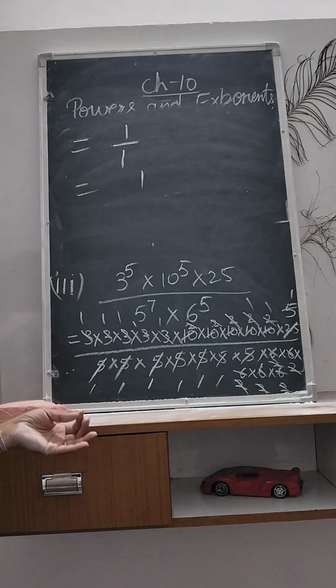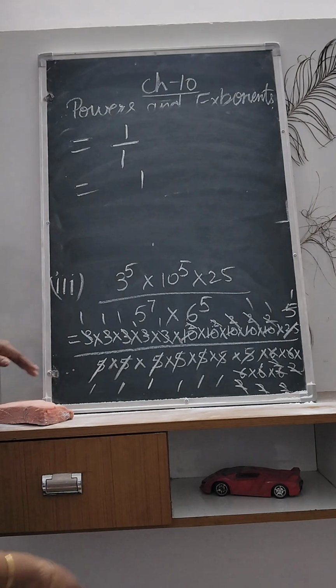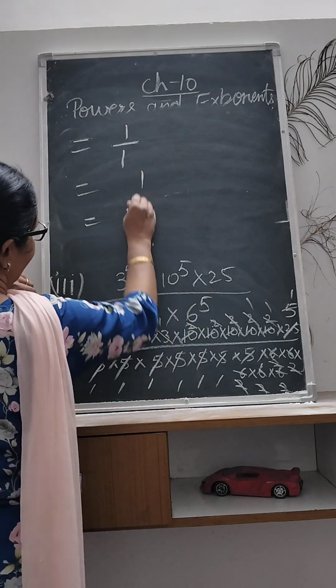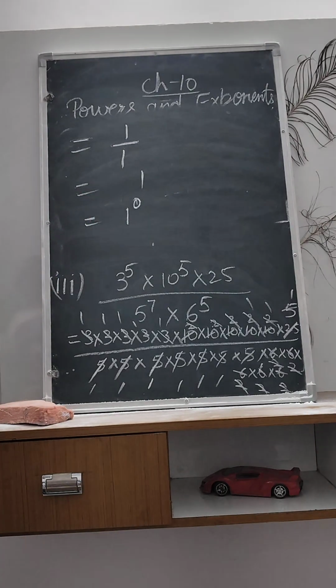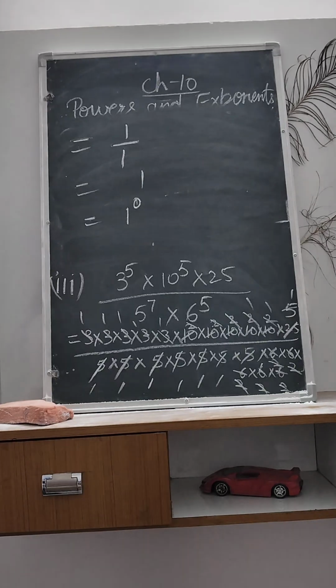Okay. So, suppose in the exam it is written, write the answer in exponential form. Then you can write here 1 raised to power 0. Again, the answer would be 1. So, this way students, you can solve the next exercise.